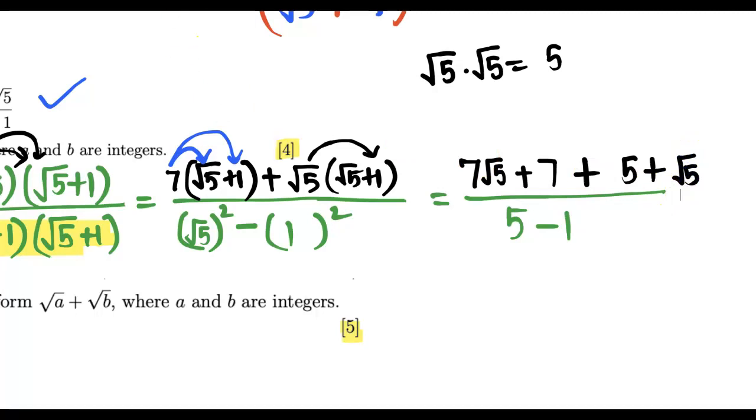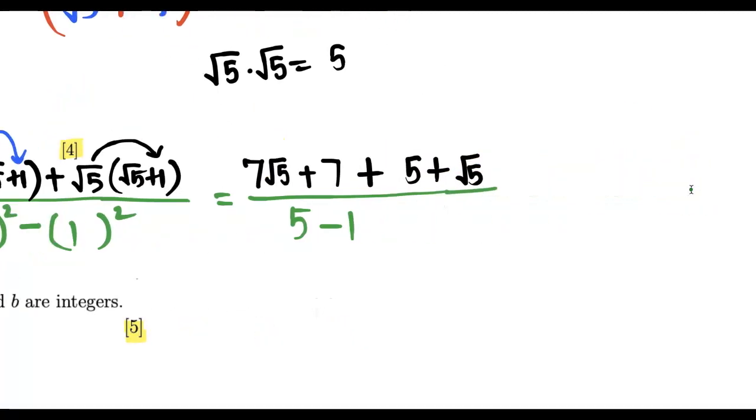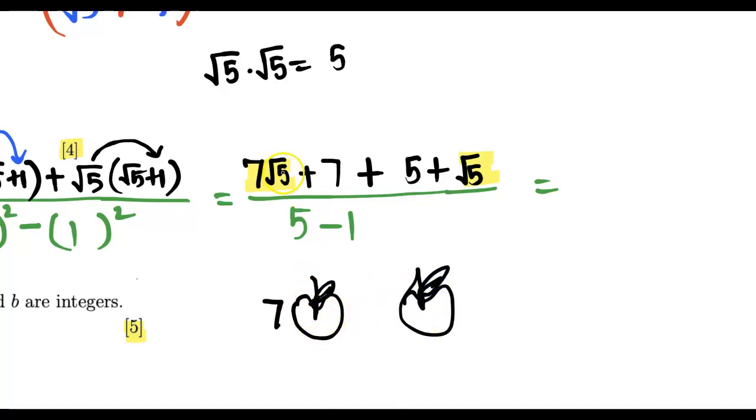Let's simplify it a bit more. These two are like terms: 7 root 5 plus root 5. Most of the students give the answer wrong. I'm just waiting for your answer. What did you get, 7 root 5 or 8 root 5? 8 root 5 is the correct answer. See, you have 7 apples and you got 1 more apple. Just consider this root 5 as an apple. So 7 apples and 1 apple, you're going to get a total of 8 apples. That means 8 root 5.